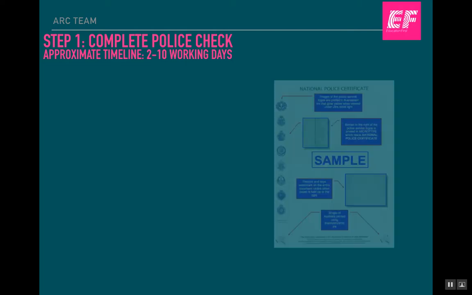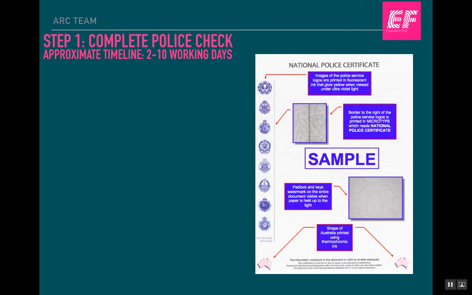So we'll take a look at the first step of this process. Step one is to complete your police check. For Australian candidates, the approximate timeline for this is 2 to 10 working days. This here is what your police check will look like. It'll have the police service logo on it, padlock and key watermark, the Australian hologram, and then the National Police Certificate microtype on it as well.